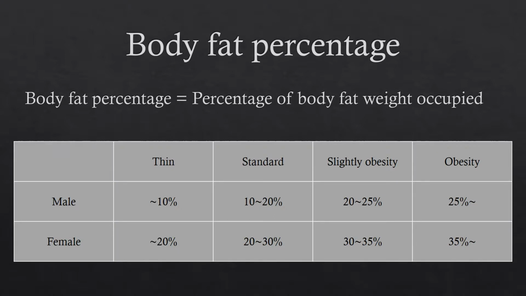The second one is body fat percentage. Body fat percentage is the percentage of the body occupied by fat weight. It can be examined by using a dedicated machine. The discrimination method is as shown in the table. It also shows that men and women are different.